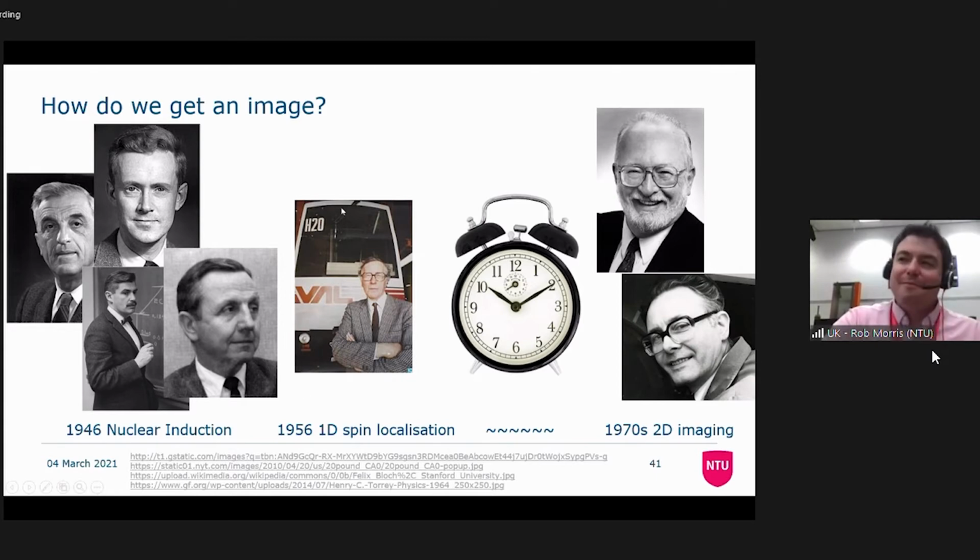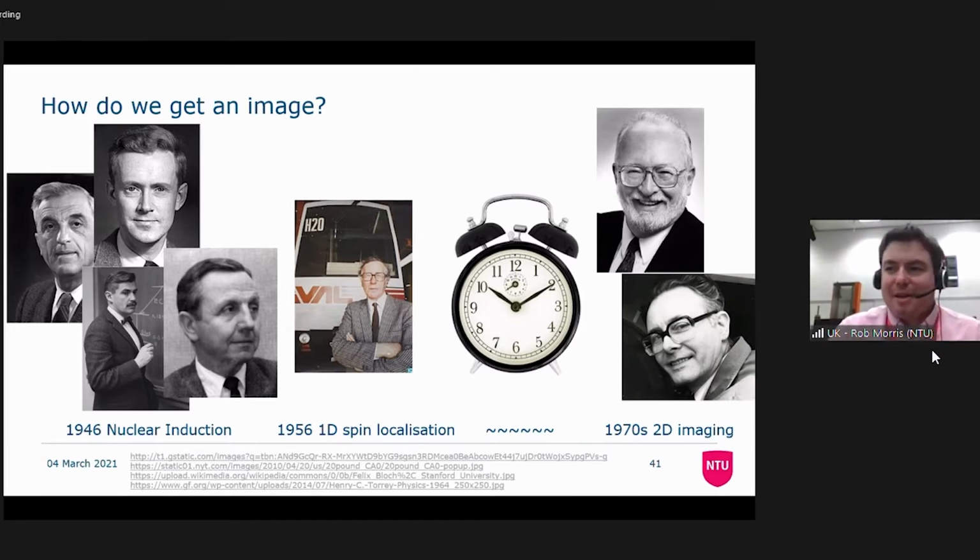But without him, and actually Mansfield and Lauterbur have said that without his spin localization, neither of them would have done MRI, because it was his thesis that opened up the door to this localization process. Then something interesting happens, which is nothing for ages. It's not until the 70s that we actually start to see imaging. And that's when stuff, for this talk at least, starts to get really interesting, and we start to move into what we're going to look at now.